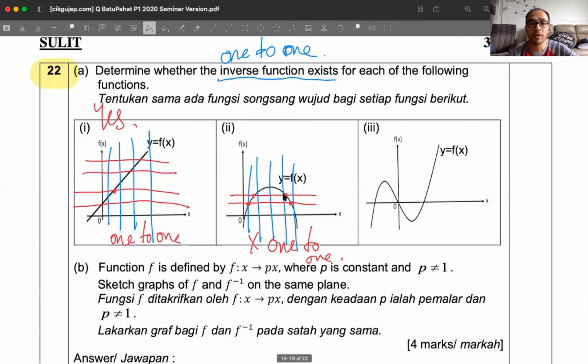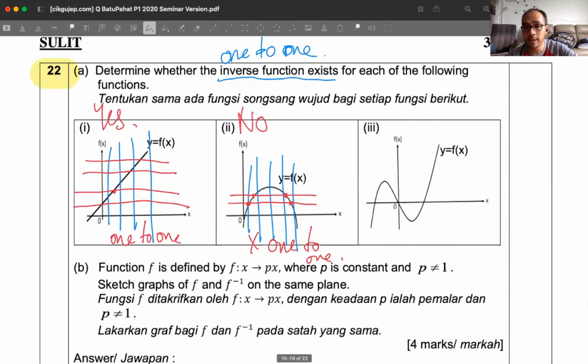Why am I struggling with this? X is one. Yeah, this is many to one. Sorry, one to many. Many to one, many to one. Okay, but anyway, this is no inverse function because the red lines cross twice.